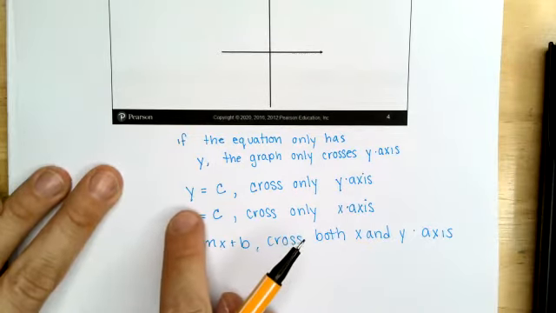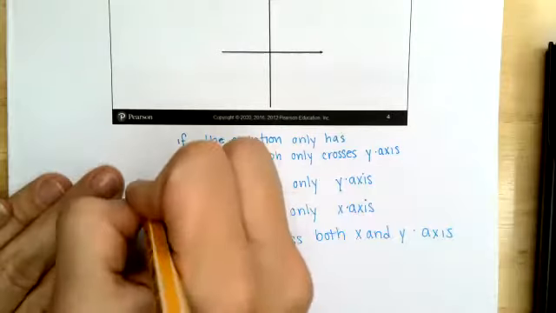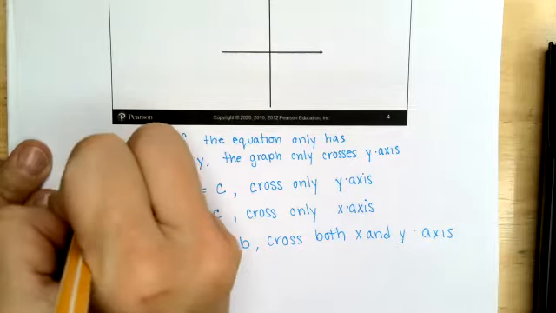So y equals c is 0. It's only going to cross the y-axis. It's going to look like this, and that slope is 0.